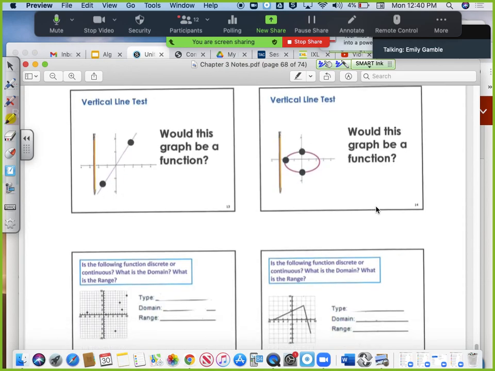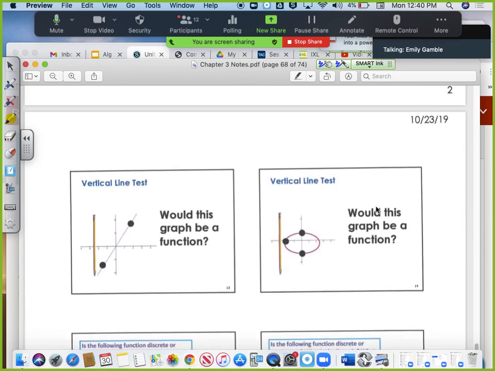So looking at these two pictures here, the vertical line test says take a pencil, right here's a picture of a pencil, and put it vertically like this, and then scan the graph from left to right. The vertical line test says if you only cross through one point each time you move the pencil to a different point in the graph, that means it is a function.